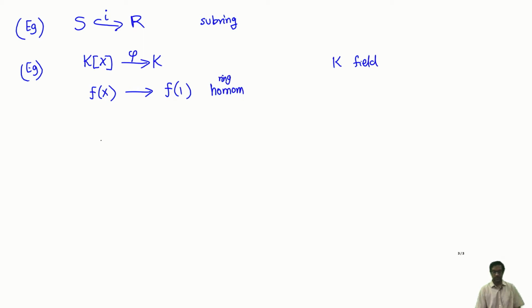Now what does this mean? This means that if I have a K module, which means a K vector space M, then it becomes a module over K[x].